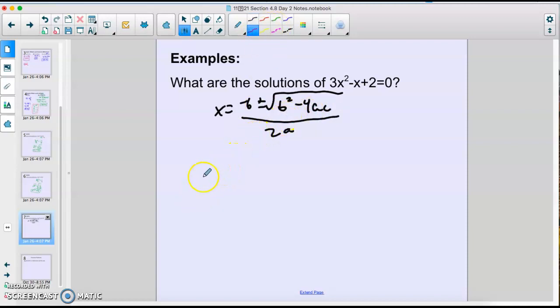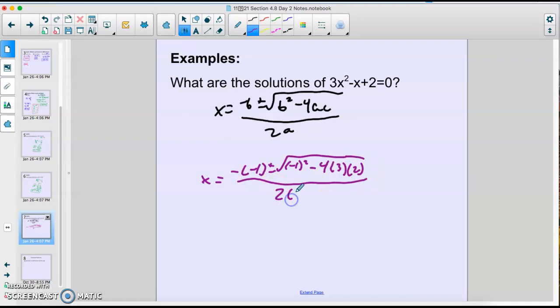So now we plug in the numbers where they go. So x equals, b is negative 1, so we're going to have negative 1 plus or minus the square root of negative 1 squared minus 4, a is 3, c is 2, all over 2, a is 3. Now we just work to simplify it here. This becomes a positive 1, so 1 plus or minus the square root of 1 minus 24, all over 6.